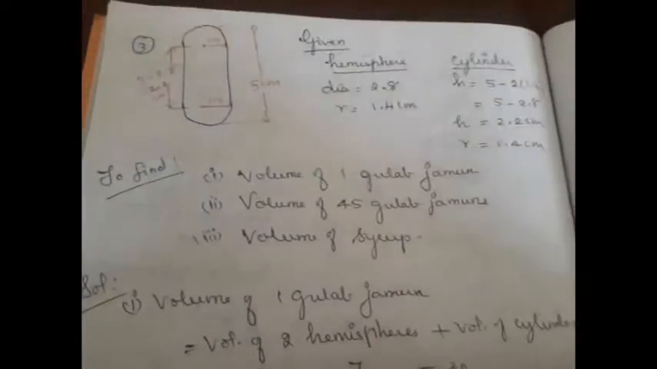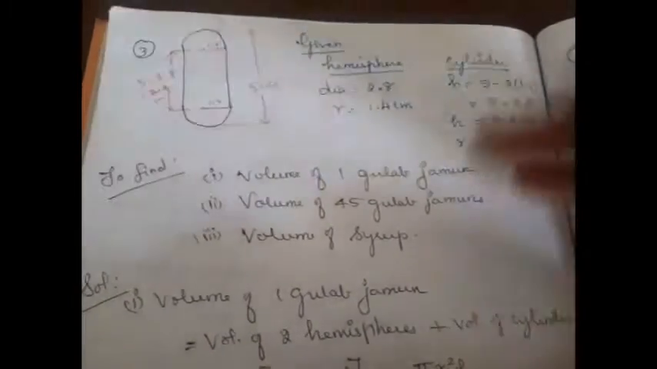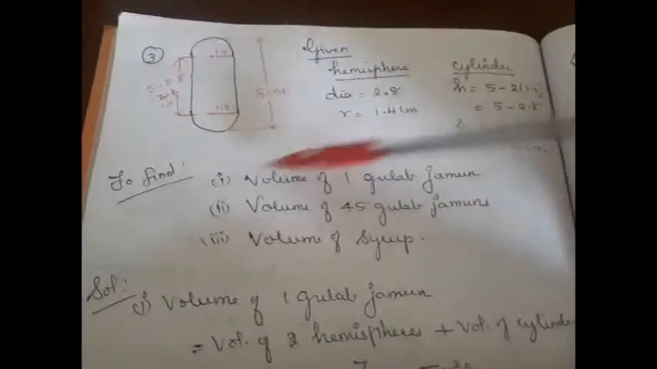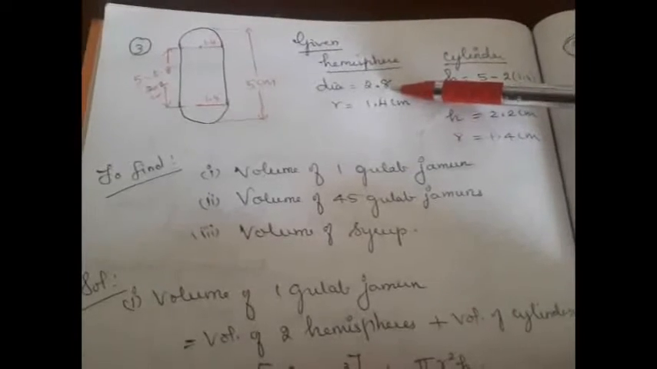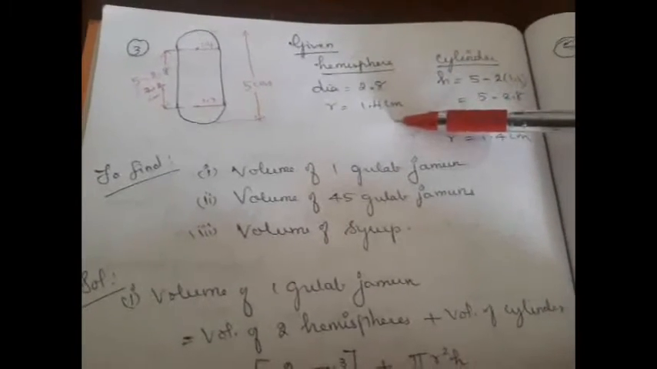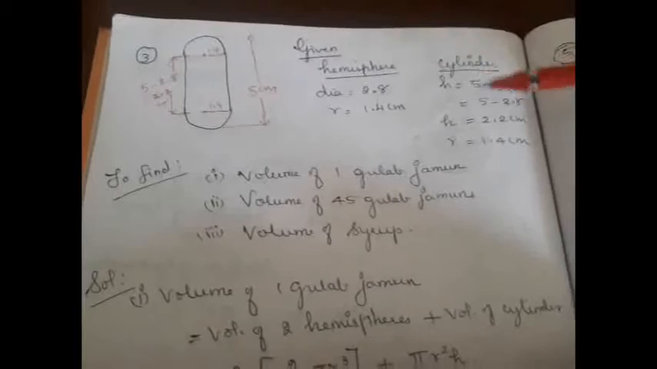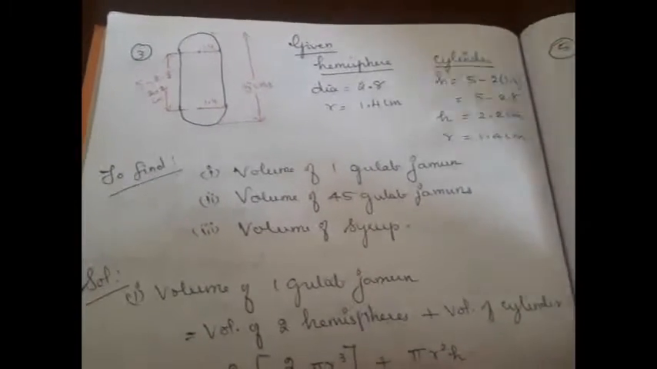So we need to find the volume of 45 gulab jamuns, right? What are all the shapes involved here? Hemisphere and cylinder. The hemisphere diameter is given, right? Therefore the radius is 1.4 centimeters. And for the cylinder, again the radius is going to be 1.4, but its height is not directly given.